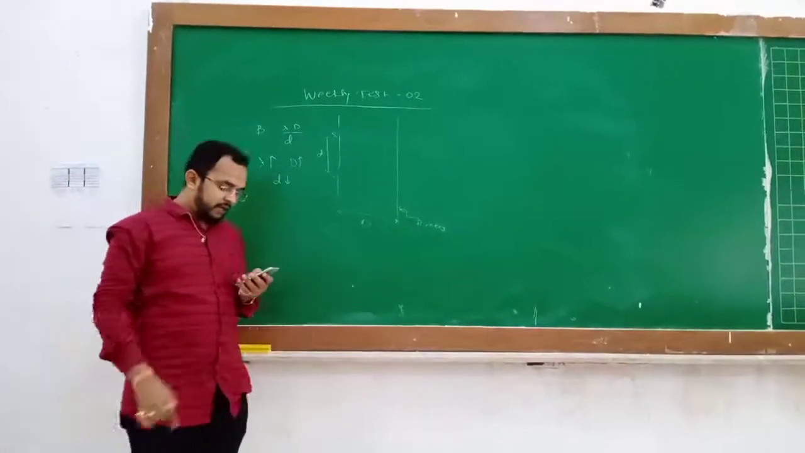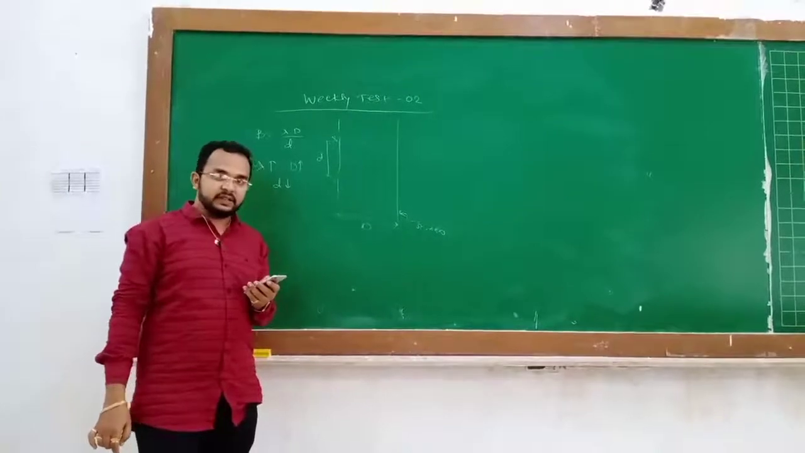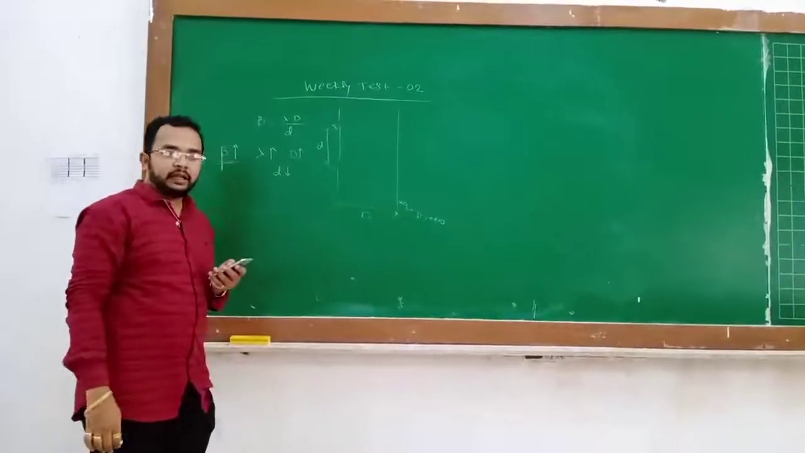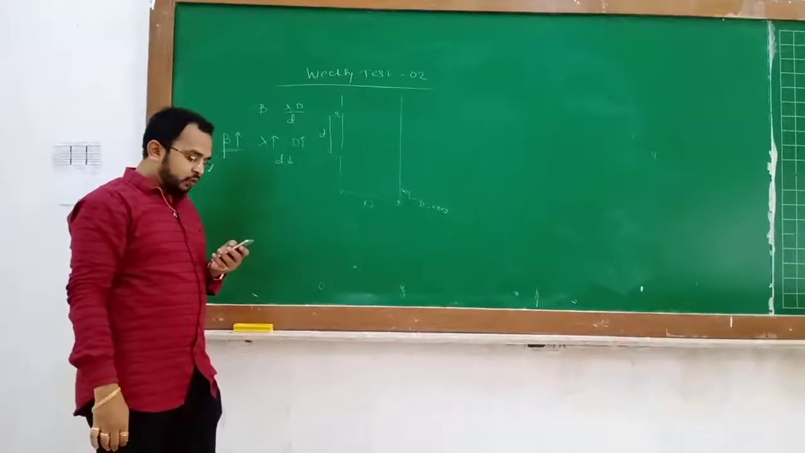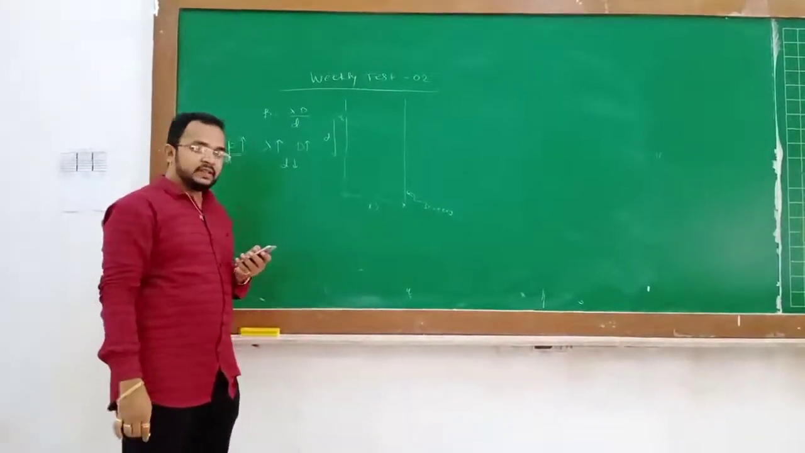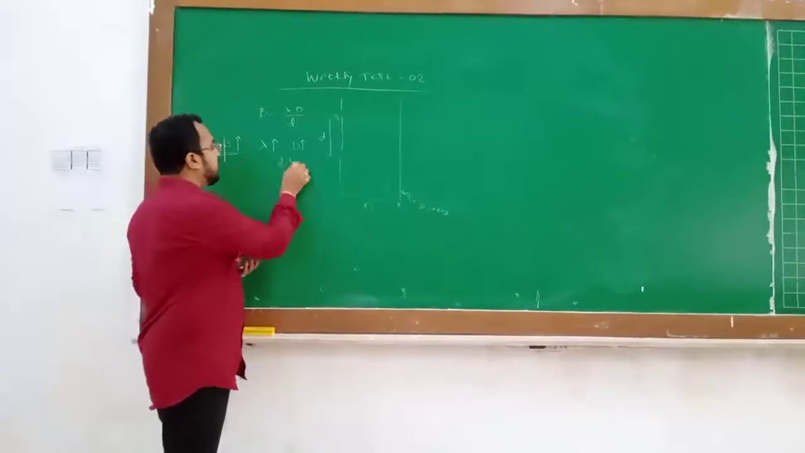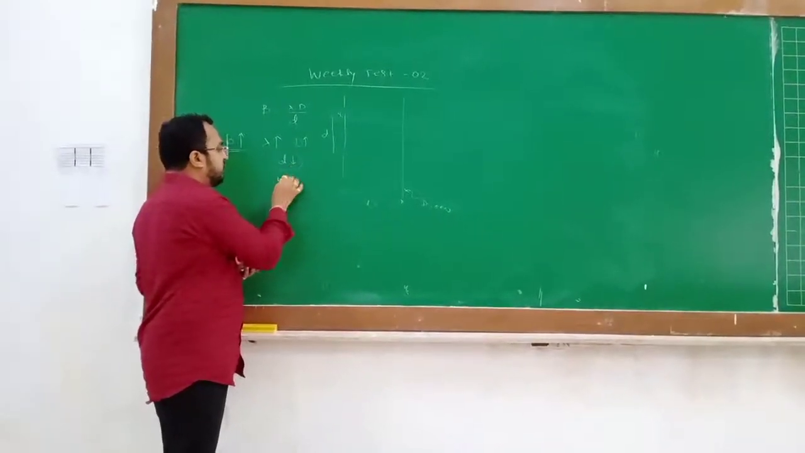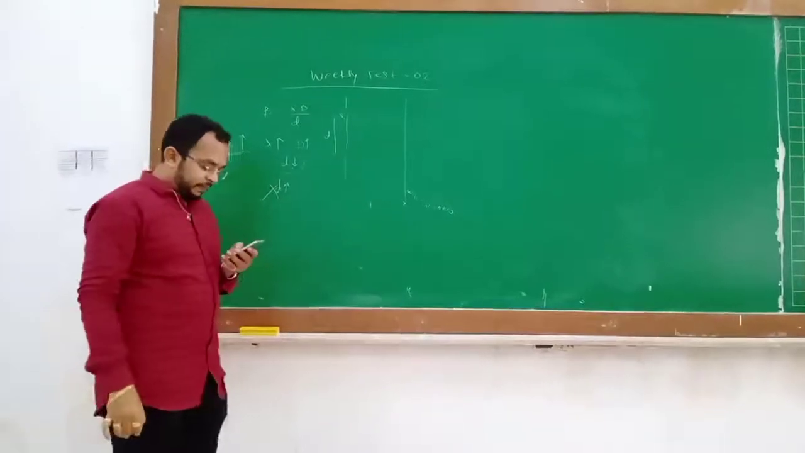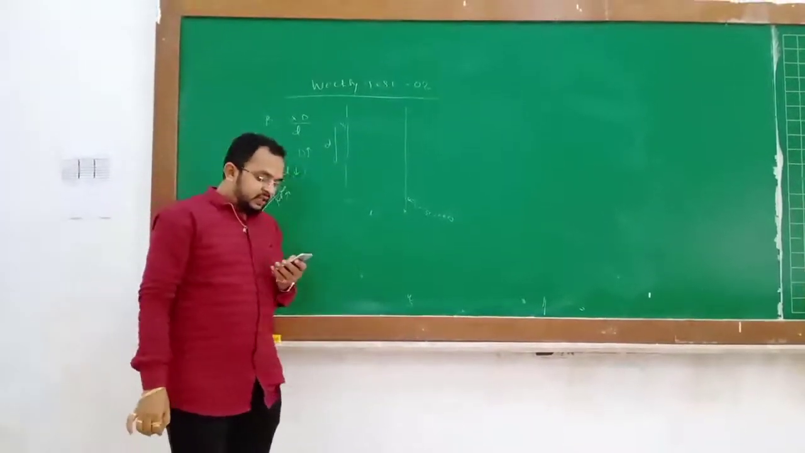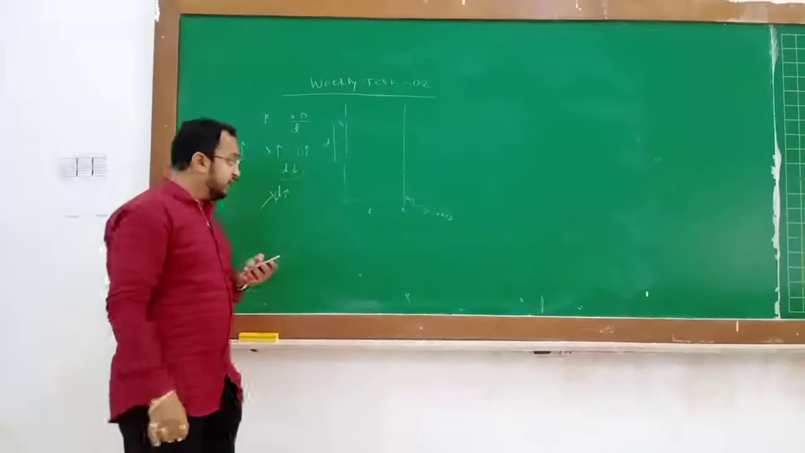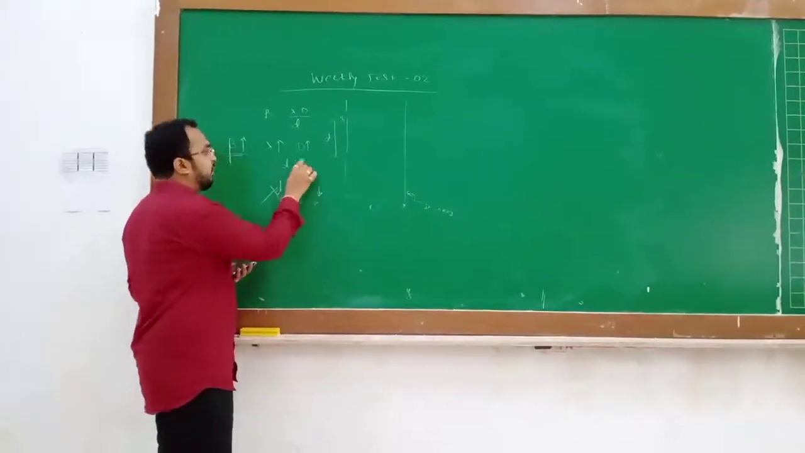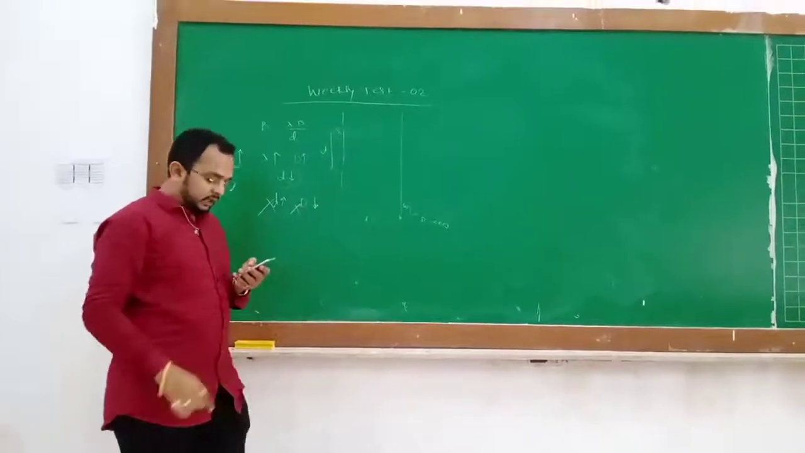So option number 1, A, wavelength increases. Obviously it is correct. As wavelength increases, fringe width will increase. Option number 2, distance between the slits increases. That means small d increases, which is wrong, because d should decrease. Option number C, distance between source and screen decreases. D decreases, which is also incorrect because D should increase.